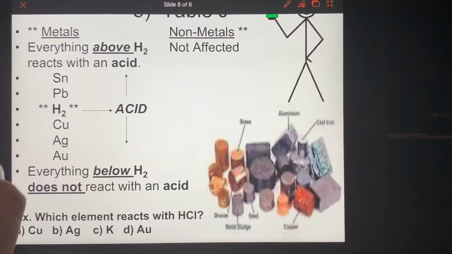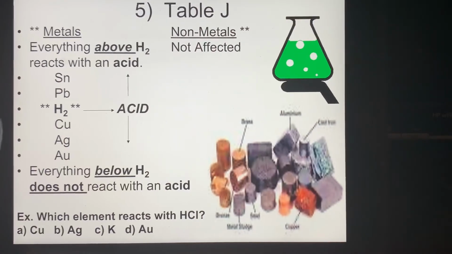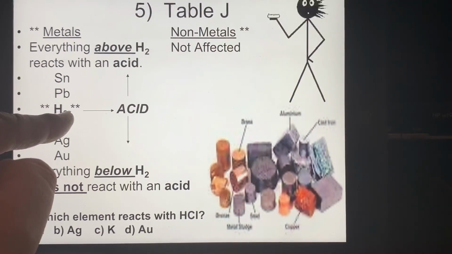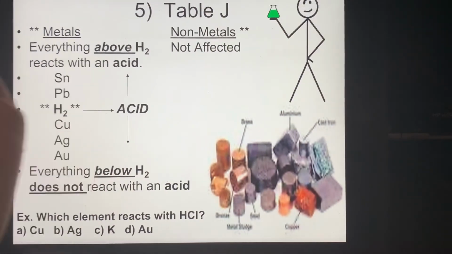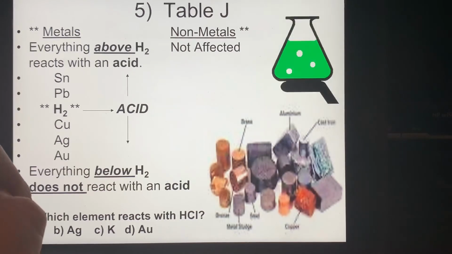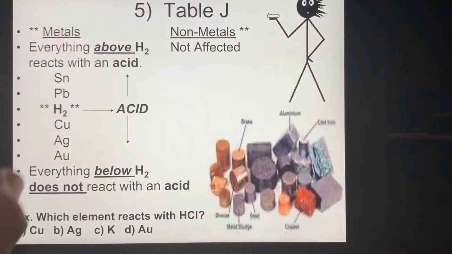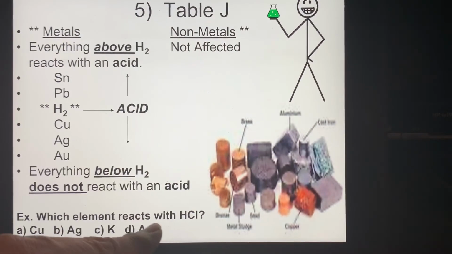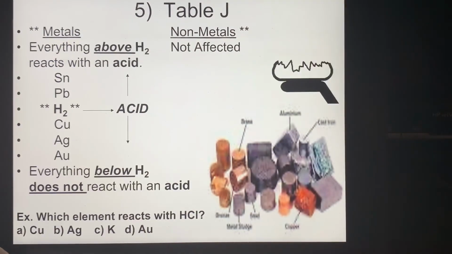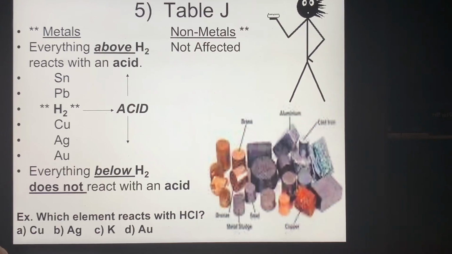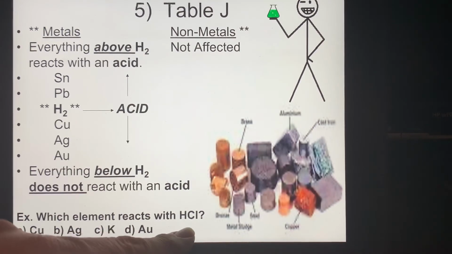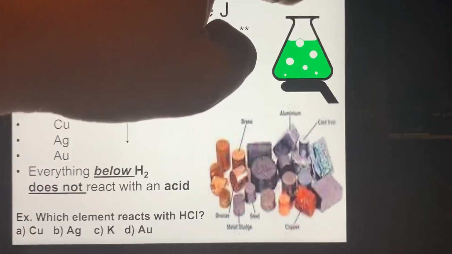Here you go. So I basically wrote it out for you here, guys. All right? Here's H2 on table J. Everything above H2 reacts with an acid. So anything above reacts. Anything below does not react. Again, non-metals, we don't care. So which element reacts with HCl? Well, let's go back to our table. We said HCl, is that an acid or a base, first of all?